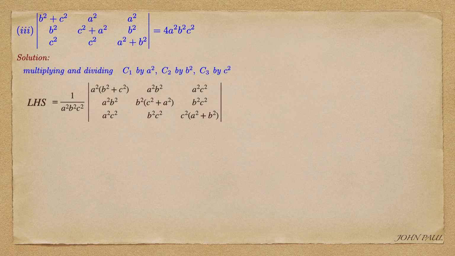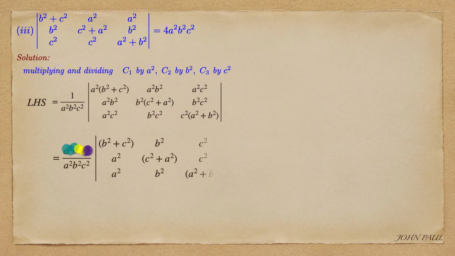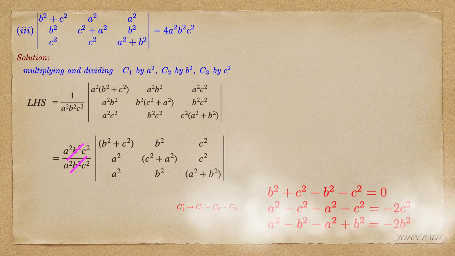Now again, we'll check whether we can take any common term in the first row. We can take a square in the first row, b square in the second row, c square in the third row. By taking that common outside and then cancelling a square, b square, c square, we get this determinant. In this, we'll use the column operation C1 minus C2 minus C3. By subtraction, we will get these values, that is 0, minus 2c square, minus 2b square. The solution is shown here.